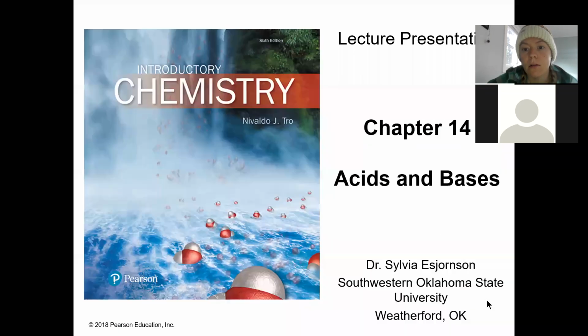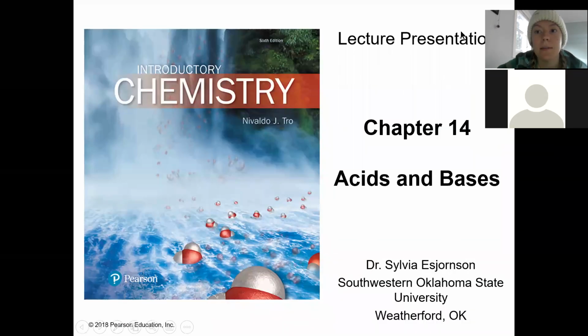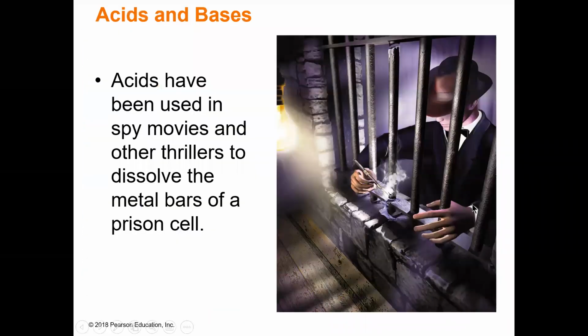All right, so chapter 14, last chapter, acids and bases. Acids have been used in spy movies and other thrillers to dissolve metal bars. Okay, so here he's got a little pen and it's got a secret compartment with acid in it and he's melting the bars. Is that possible? It is actually. You can dissolve metal using an acid, but you would probably need more than what can be contained in that little pen.